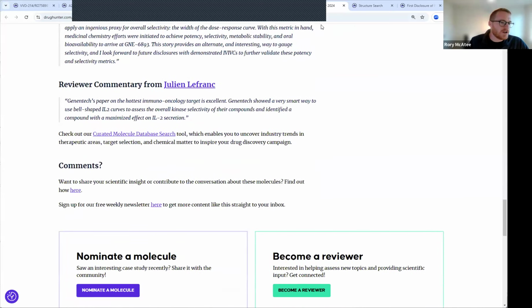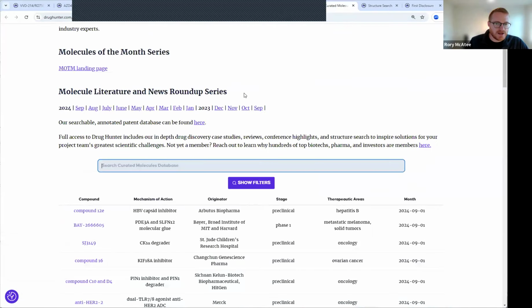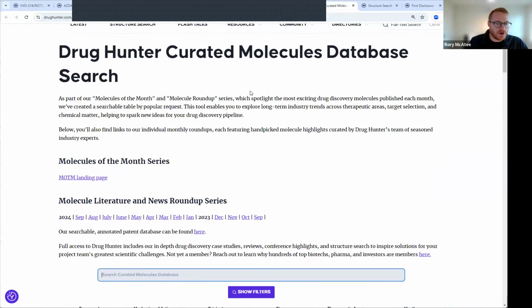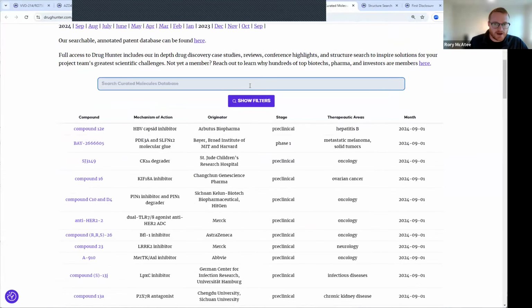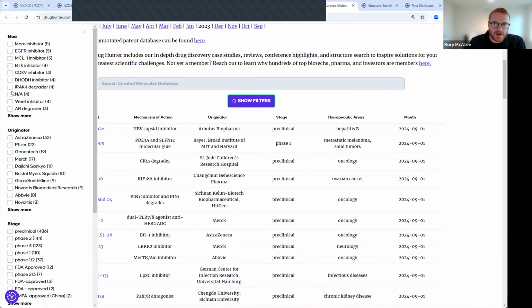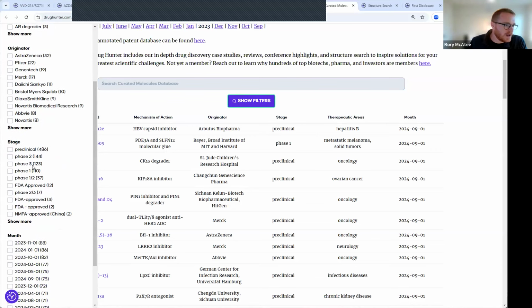So if we then select on this curated molecule database search, this is very similar to the patent database search. You can actually track what is going on or what has gone on in the space over the past year or 2 years, for example. I think we go back a few years for this database, but you can of course search. It's very similar to the patent search. You can search the mechanism of action, the originators, the companies that are involved, the stage of development, the therapeutic areas, and when those molecules were featured in our molecule of the month series. And so Dennis is really nicely highlighting that.